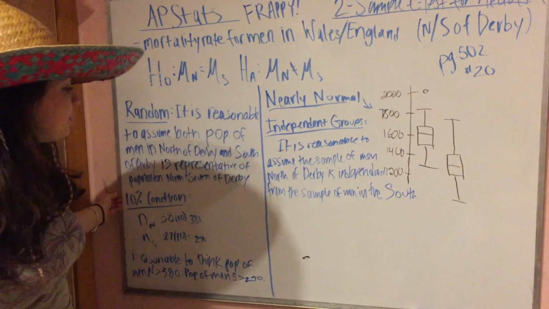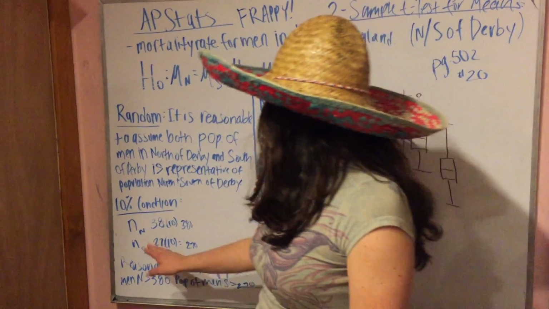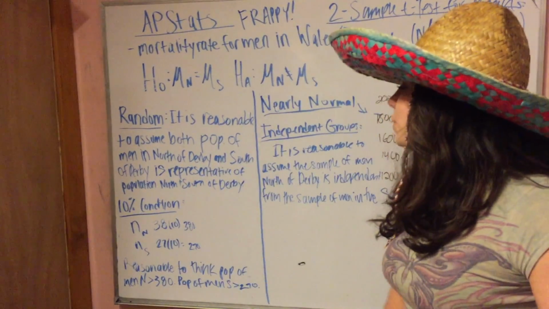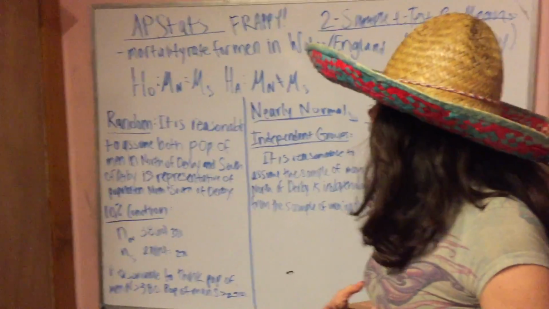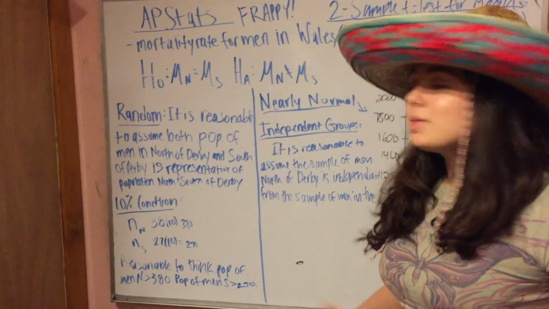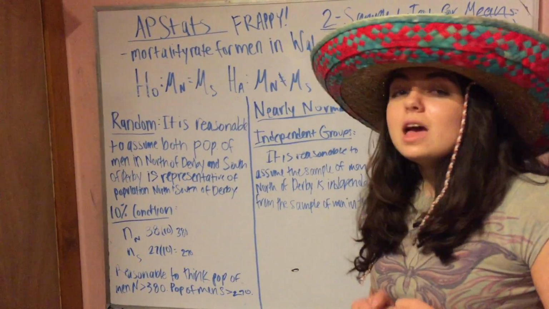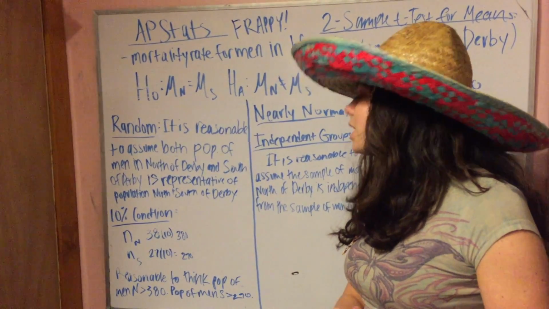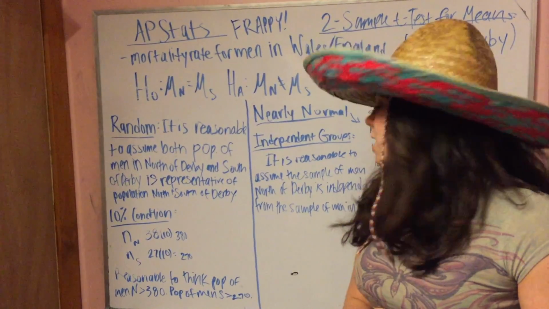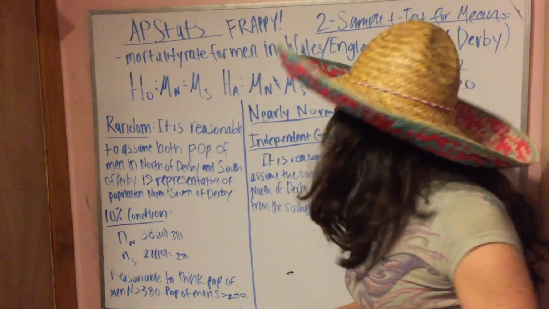Alright, next condition, 10% condition. Now, the sample size for the north was 38 and the south 27. You just multiply those both by 10. I think you can do that without a calculator, so 380 and 270. Now, it is reasonable to think the population of men in the north is greater than 380 and the population of the men in the south is greater than 270.